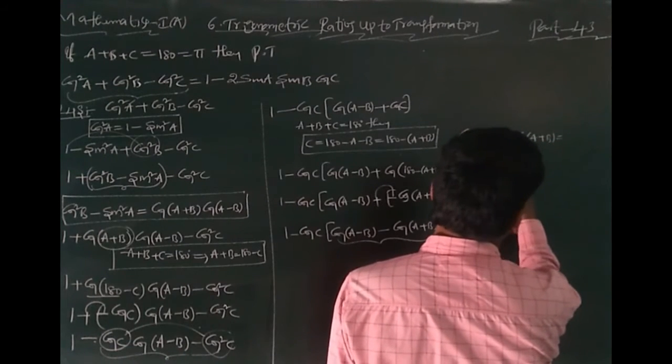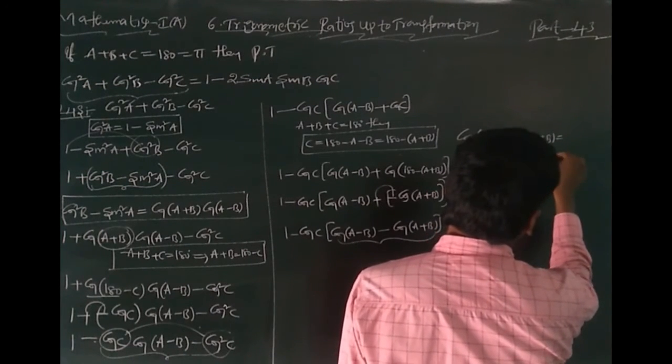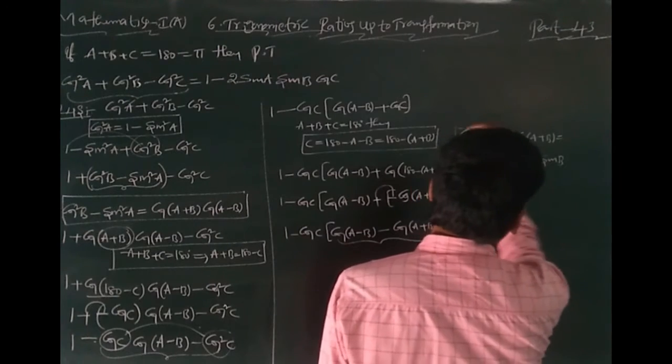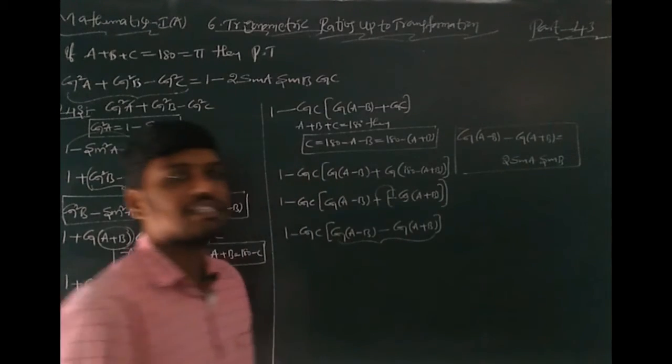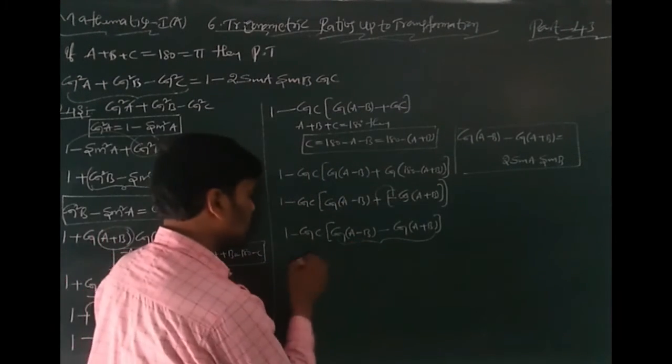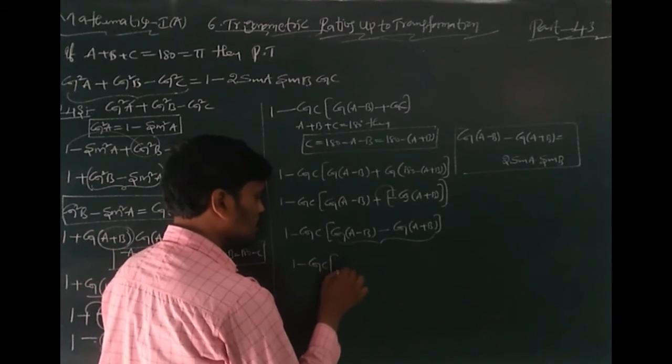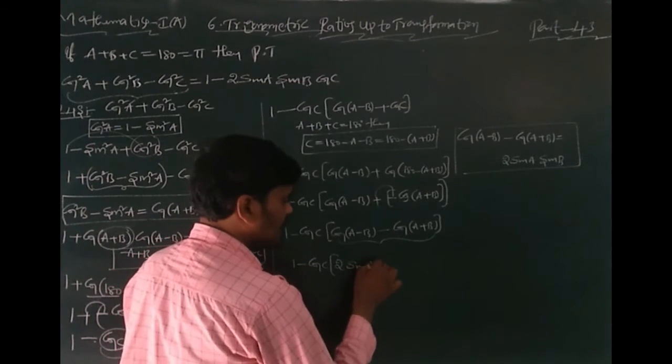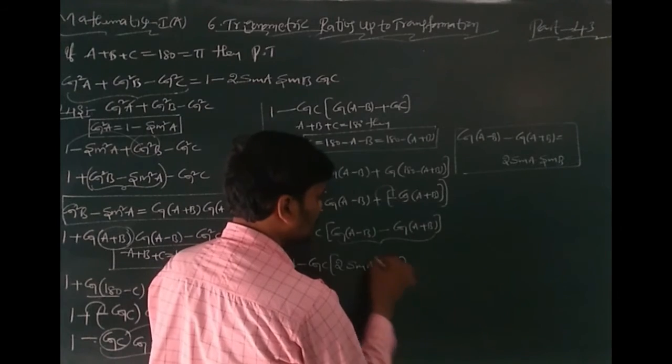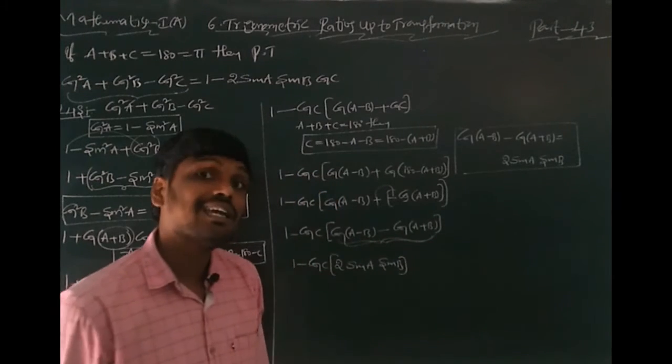The formula is there. What is the formula? 2 sin A sin B. What is that formula, students? 2 sin A sin B is the formula. You can write in place of 1 minus cos A, 2 sin A sin B. This formula is what here? 2 sin A sin B.